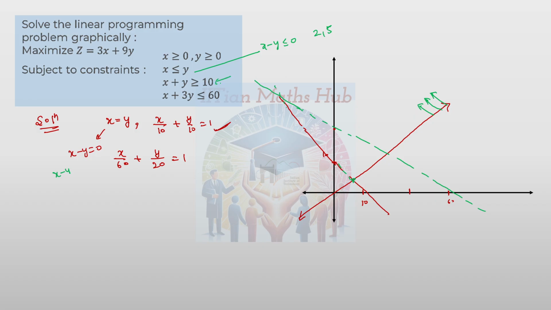Similarly with this one, we can choose 0 0. So 0 0 will give you greater than equal to 10, which is not true, false. For the second line passing through 10, false means above the line. Similarly, x plus 3y is less than or equal to 60. Again we can take 0 0, and 0 plus 0, or 0, is less than equal to 60, which will satisfy. So the region is below the line. So overall the common region you will be getting is this one.